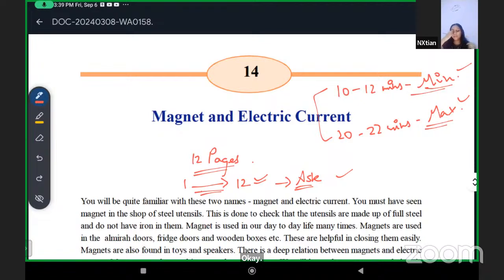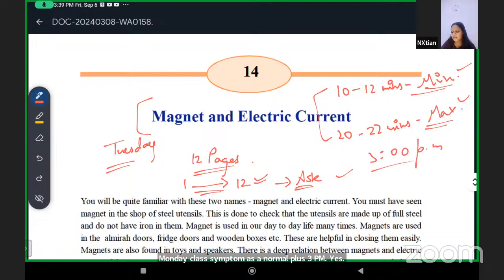We are not starting a new chapter right now. We will start this on Tuesday's class. Tuesday class, we will start magnet and electric current. Is the Monday class at the same time as the normal class? Monday class, same time as the normal class, 3 p.m.